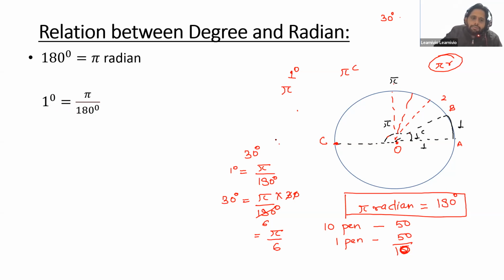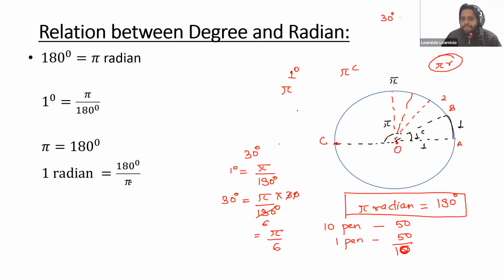After this, if we need to convert a radian into degree, we will do the opposite. So pi radian is equal to 180 degree. That's why 1 radian is equal to what? 180 degree by pi. So we have just done nothing. We have divided this with pi.